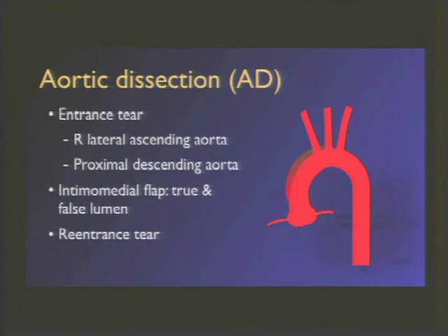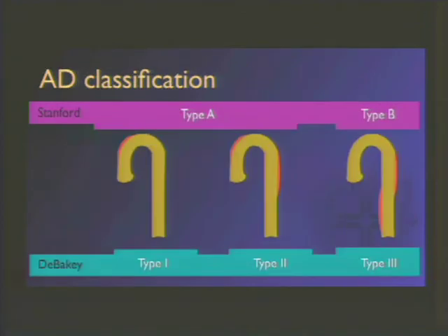So the first pathology we're going to talk about is aortic dissection. I'm pretty sure you all have seen many cases of aortic dissection. By definition, we need to have an entrance tear. Usually that entrance tear will be located in the right lateral ascending aorta or in the proximal descending aorta. And always you're going to see an intimomedial flap, which basically divides the true and the false lumen. In some cases, you're also going to have a reentrance tear. However, you don't always see this last feature.